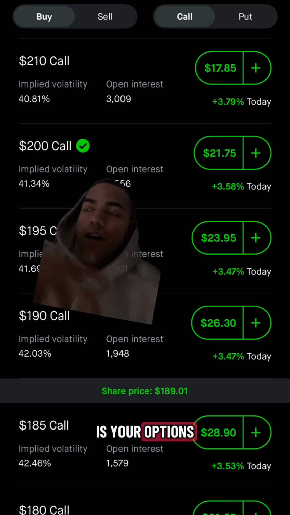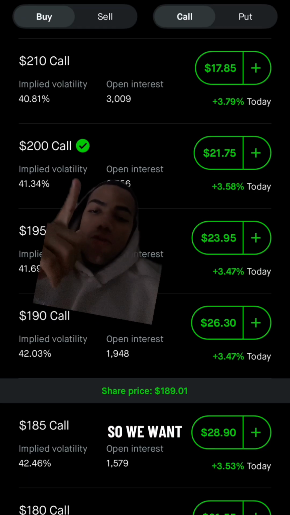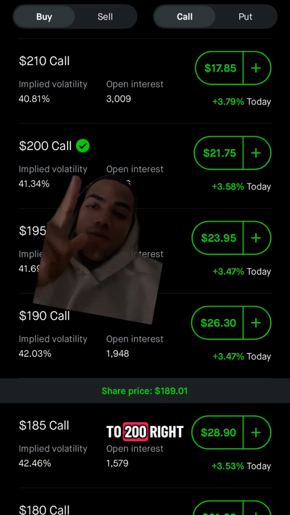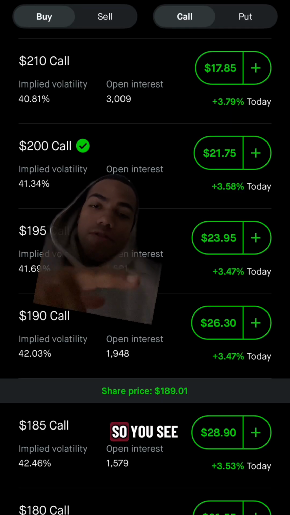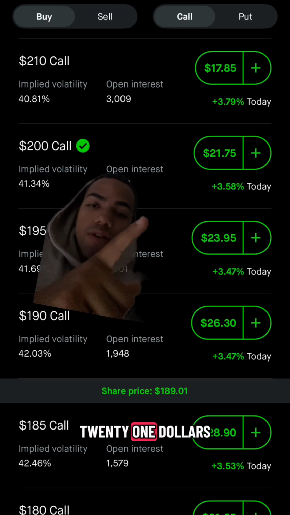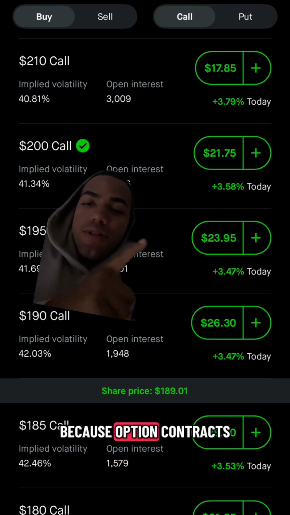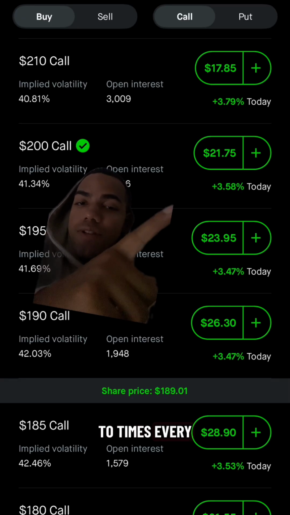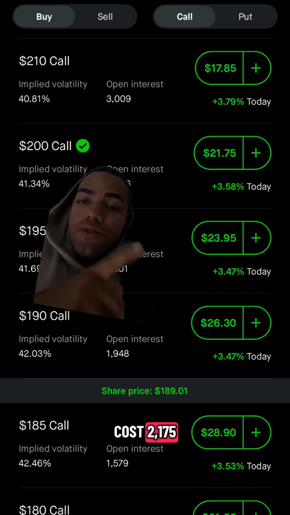This is your options chain, right? So here we're gonna do the 200 call. We want Nvidia to go from 189 to 200, right? And it's gonna cost us 21.75. You gotta times that by 100 because option contracts are leveraged stock. Therefore, you have to times every number you see there by 100. So it actually costs 2,175.